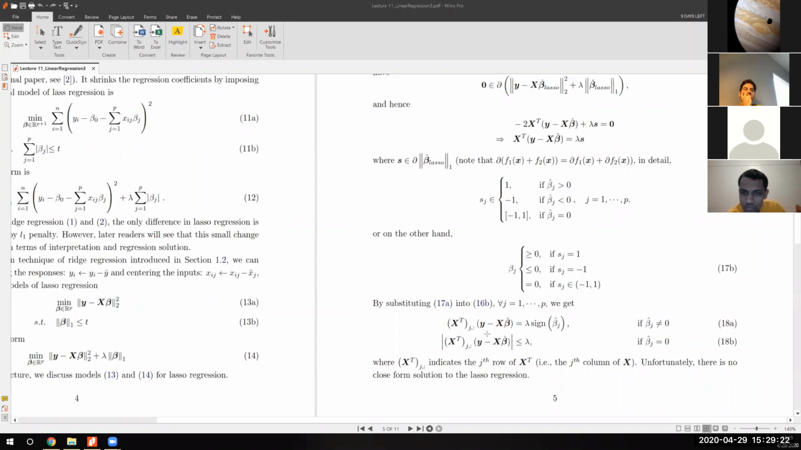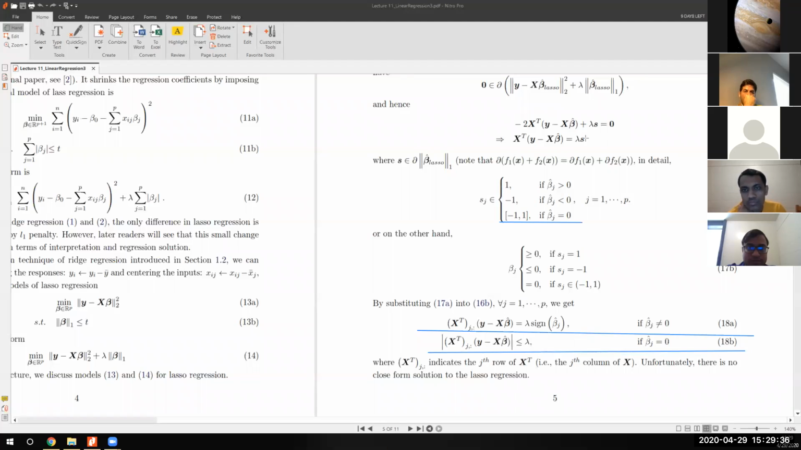That is if my beta j is not equal to 0. But what if my beta j equals 0? If your beta j equals 0, as we just mentioned, your sj is going to be between -1 and +1. So you have this part equal to lambda times a number between -1 and +1. And what we can do is add an absolute value, and this part must be less than or equal to lambda. See the point here? So actually, as long as I substitute 17a into 16b, I get 18.